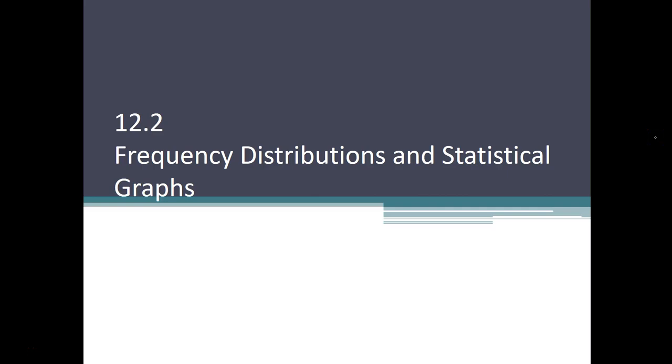All right. Now that you've had an introduction to statistics, definition, and then talking about sampling techniques and misuses of statistics, we are going to take some data and start organizing it. We're going to use tables called frequency distributions, and we're also going to use various statistical graphs. So I'll go through and talk about each one and give you an example.